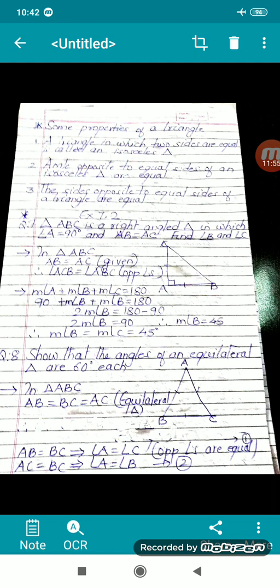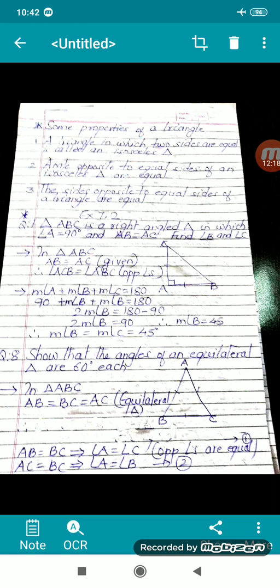Exercise 7.2, question number 7. Triangle ABC is a right angle triangle. What is the meaning of right angle? 90 degrees. In which angle A is 90. I have drawn the figure. AB is equal to AC. Opposite angles are the same, angle B is equal to angle C. All are ready? Please draw the figure.